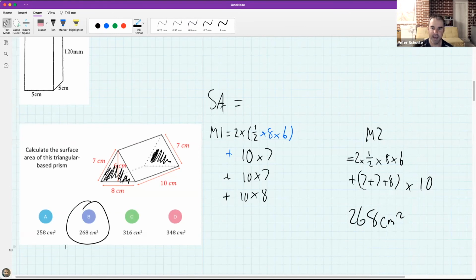All right, so again, both methods give us the same answer, and you can see if I multiplied out the 7 by 10, the 7 by 10, the 8 by 10, both methods will work here.